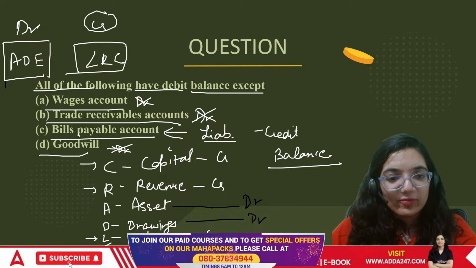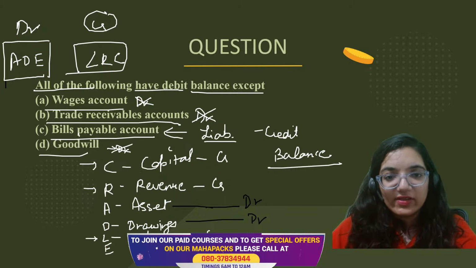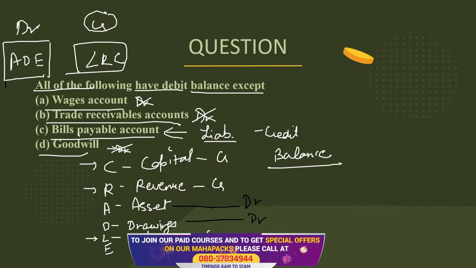I hope this entire portion is visible. If it is not, then I hope this would be visible now. If you're noting down, then kindly note it down in this manner. It will be really helpful if you remember the nature of these basic six pillars of accounting.